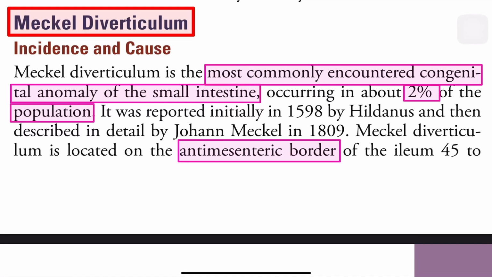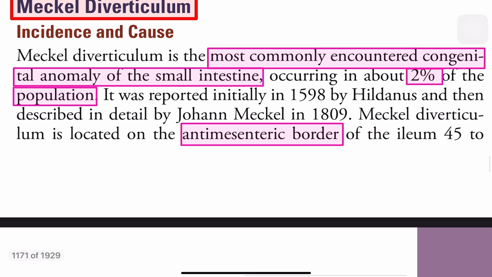Understand the Meckel's diverticulum. This is the most important topic for any entrance examination. It is the most common encountered congenital anomaly of the small intestine. In fact, it's the most common congenital anomaly of the GI tract. This is an MCQ. And the prevalence is 2%.